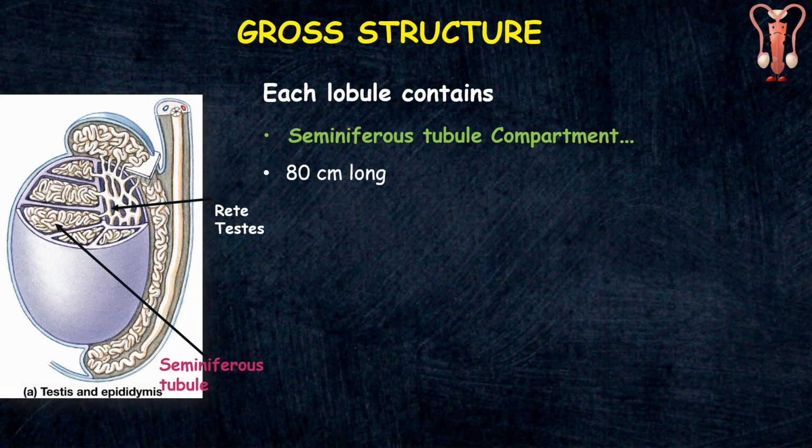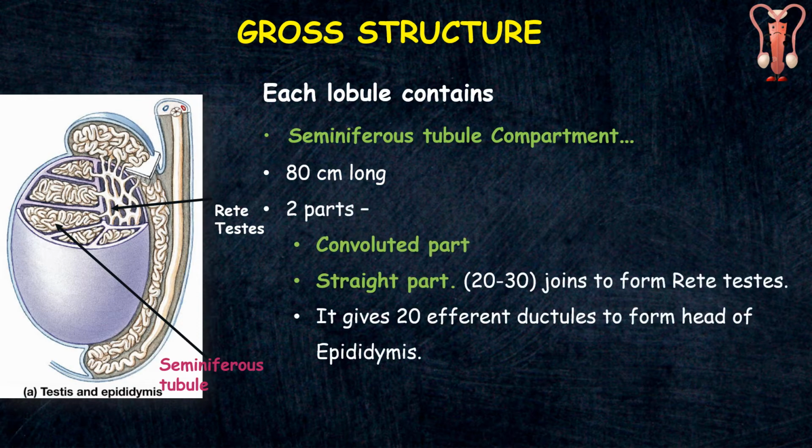It consists of two parts, one is the convoluted part and another is the straight part. The convoluted part forms the loops and they continue as the straight ends. Near the apex of the lobules, the straight parts end and join one another to form 20 to 30 larger straight tubules.